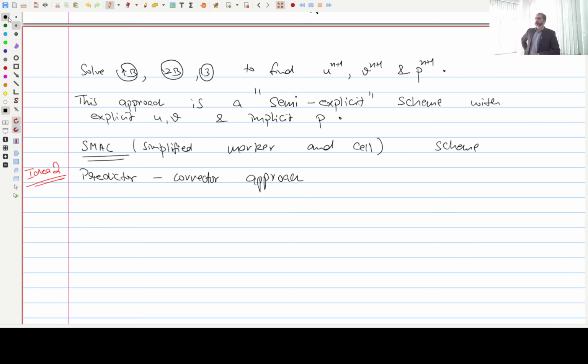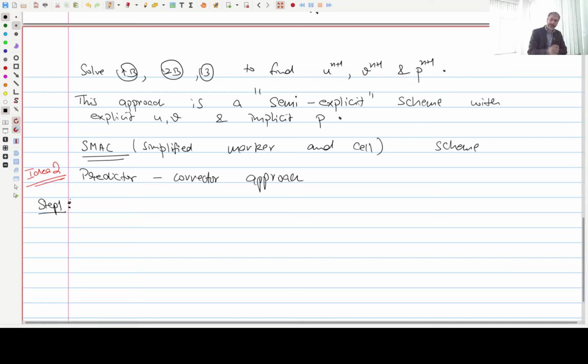So, the predictor corrector approach. What it means is you solve the equations in two steps: a predictor step and a corrector step. Let's write these steps. I'll discuss this in the context of the SMAC scheme, but the idea is very general. You will see the idea appear again and again in all schemes. But to make things simpler to understand, this discussion right now will be in the context of the SMAC scheme.